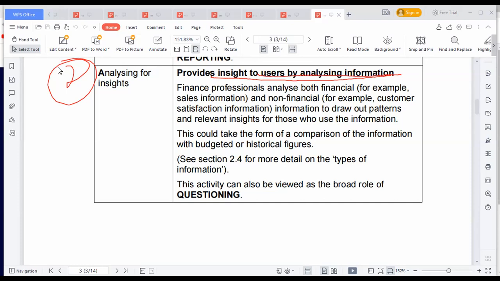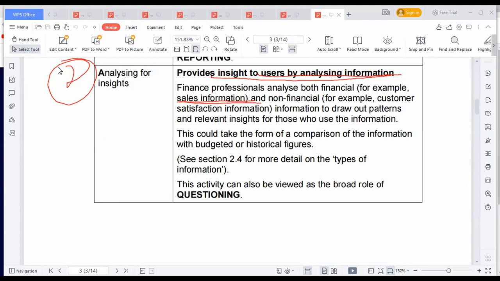So as finance professionals, we analyze both financial and non-financial information. Let me repeat that: we analyze both financial and non-financial information. What is an example of financial information? Our sales information is financial, revenue is financial, our purchases are financial. Anything from a financial perspective, sales, revenues, purchases, our costs, they are all financial. So we analyze the information from a financial perspective.